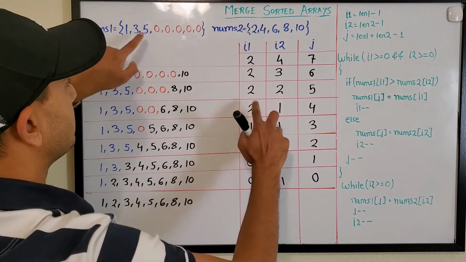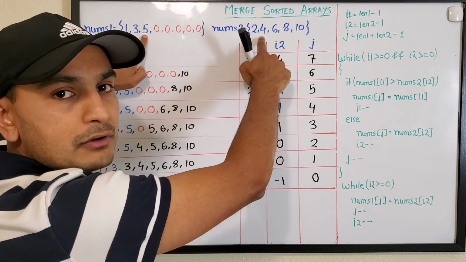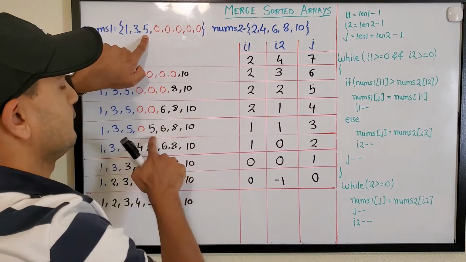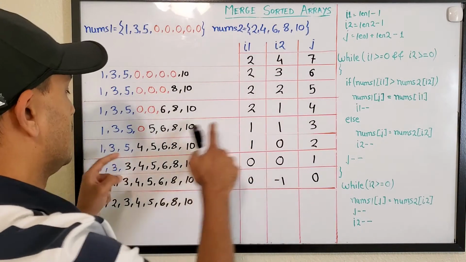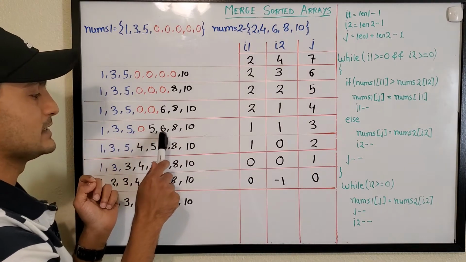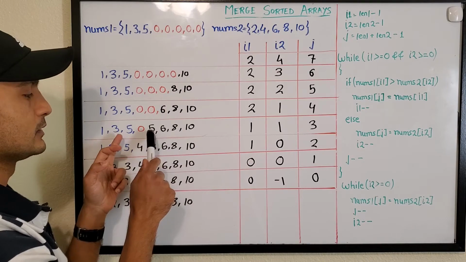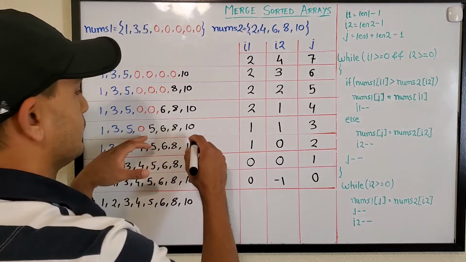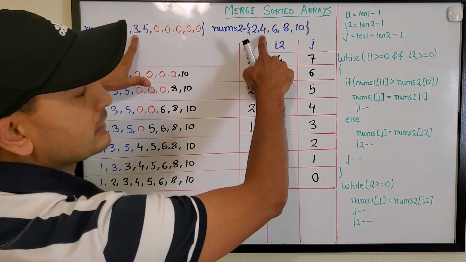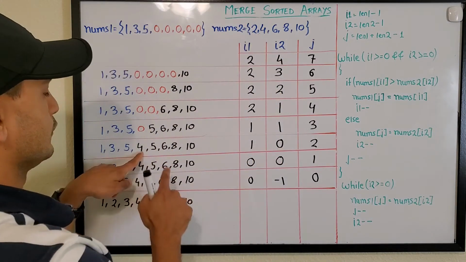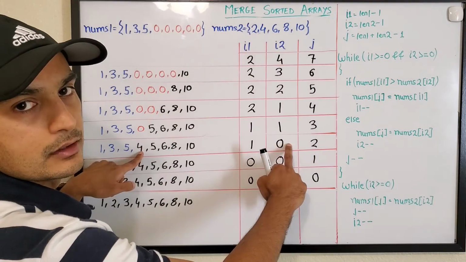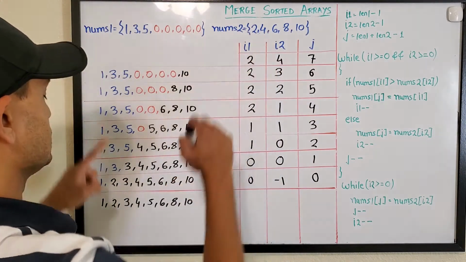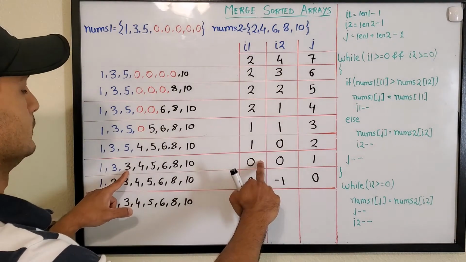And now we'll compare 5 with 4. In this case 5 is bigger, the number in nums1. So at index j we'll put 5 and we'll reduce i1 by 1. So now our array is 1 3 5 0 5 6 8 10. Even though 5 is coming twice, let's keep going and see if it gets sorted. Now we'll compare 3 and 4. Obviously 4 is greater, so 4 will go here and i2 will be reduced by 1, which is 0. Now we'll compare 2 and 3. Obviously 3 is greater, so 3 will go here and this will become 0.